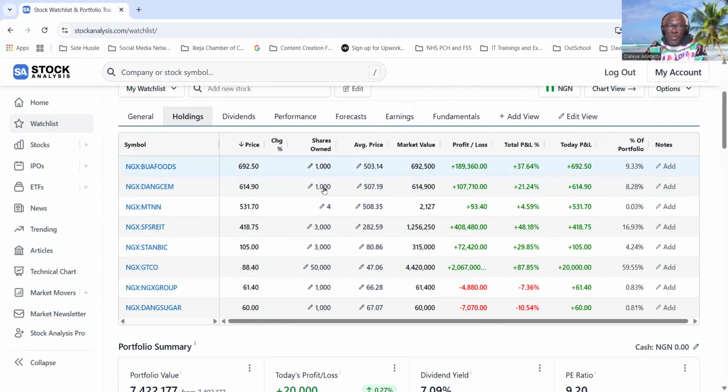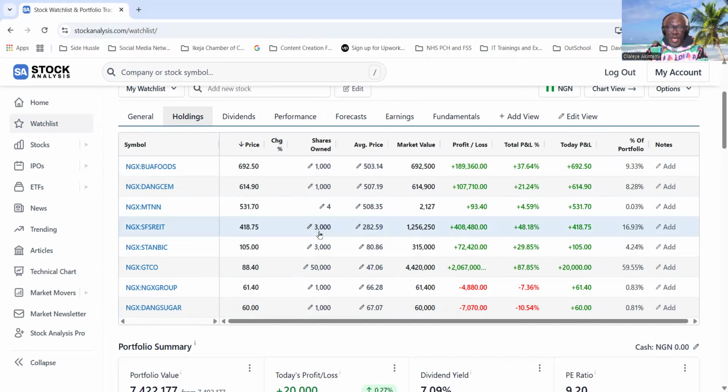Okay, so let me go back to this one. So I've put in the correct figures. I have 1,000 units of BUA Foods and 1,000 units of Dangote Cement, 4 units of MTN, 3,000 units of SFS REIT, 3,000 units of Stanbic, 50,000 units of GTCO, 1,000 units of NGX Group, and 1,000 units of Dangote Sugar.